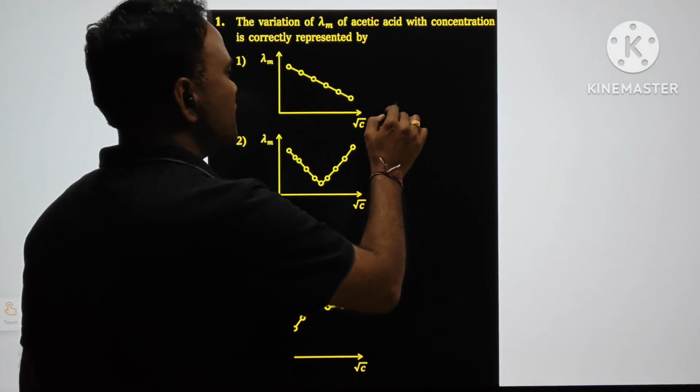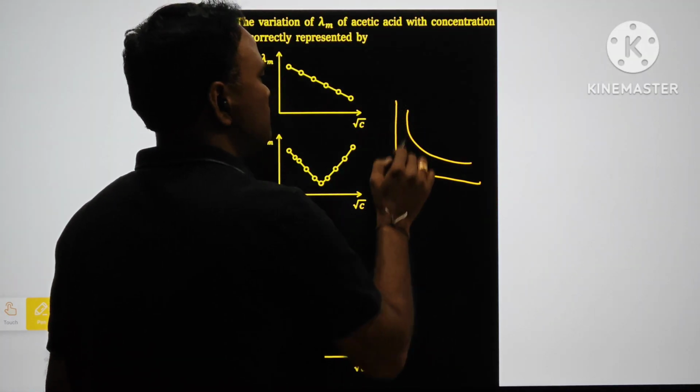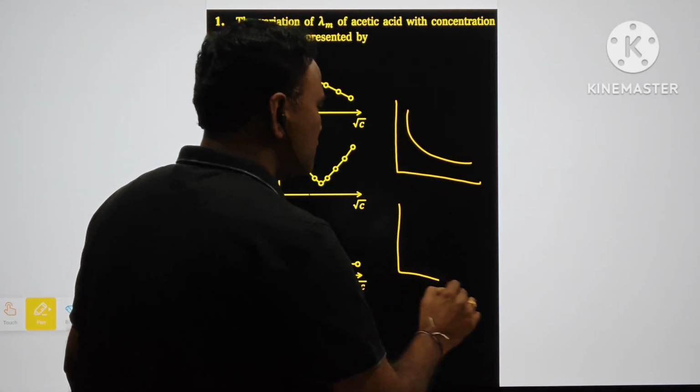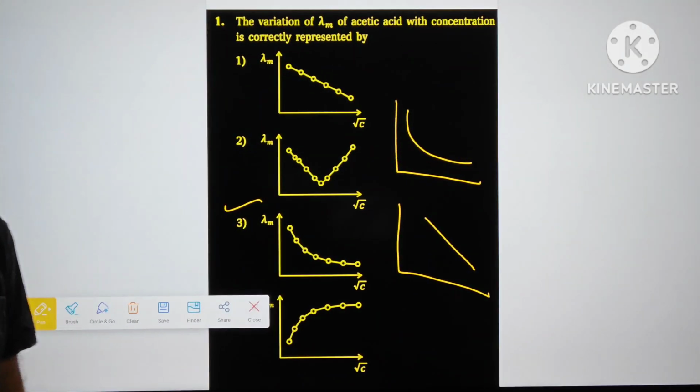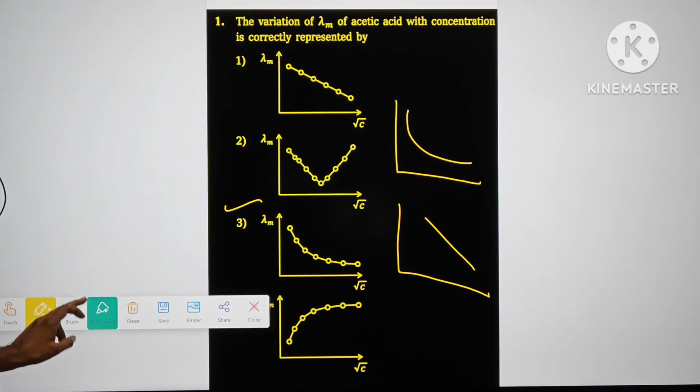See, for weak electrolytes, I already explained, the graph will be like this. For strong electrolytes, the graph will be like this. Right. Next question.